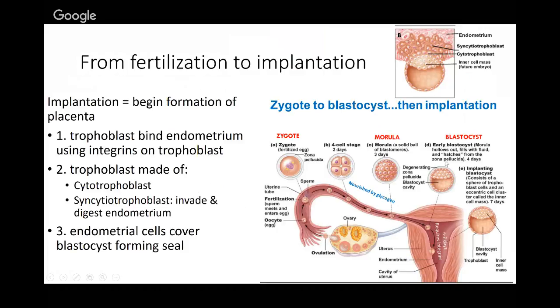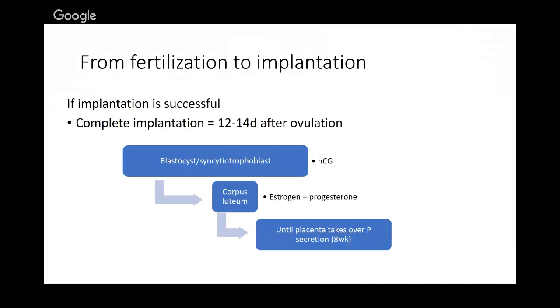So as a blastocyst, you have a layer of trophoblast, and the trophoblast is the one that helps you bind into the endometrium of the uterus. There are two layers to the trophoblast, and the one with the longer name is the one that invades and digests the endometrium. So as you can see here, the one outside goes in there. After implantation occurs, the blastocyst starts to keep dividing and grow. Complete implantation will happen around 2 weeks after ovulation.